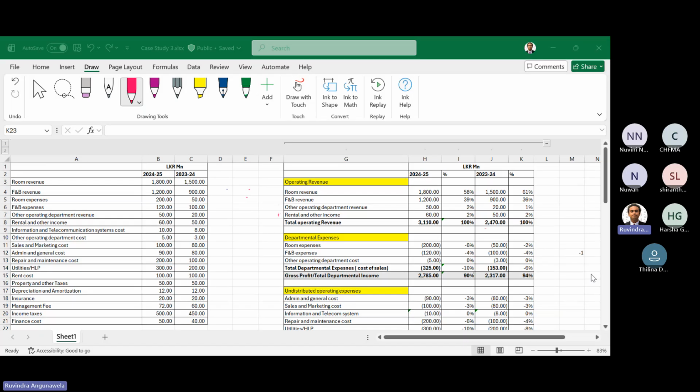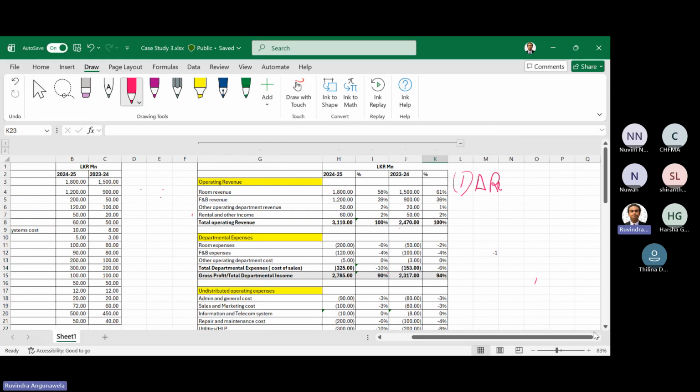Yes, good. So that will be your first point when you are discussing this. You will comment on the overall revenue, the change in overall revenue. And if you want to discuss even further, you can say how the room revenue has increased from 1.5 to 1.8 and so on.